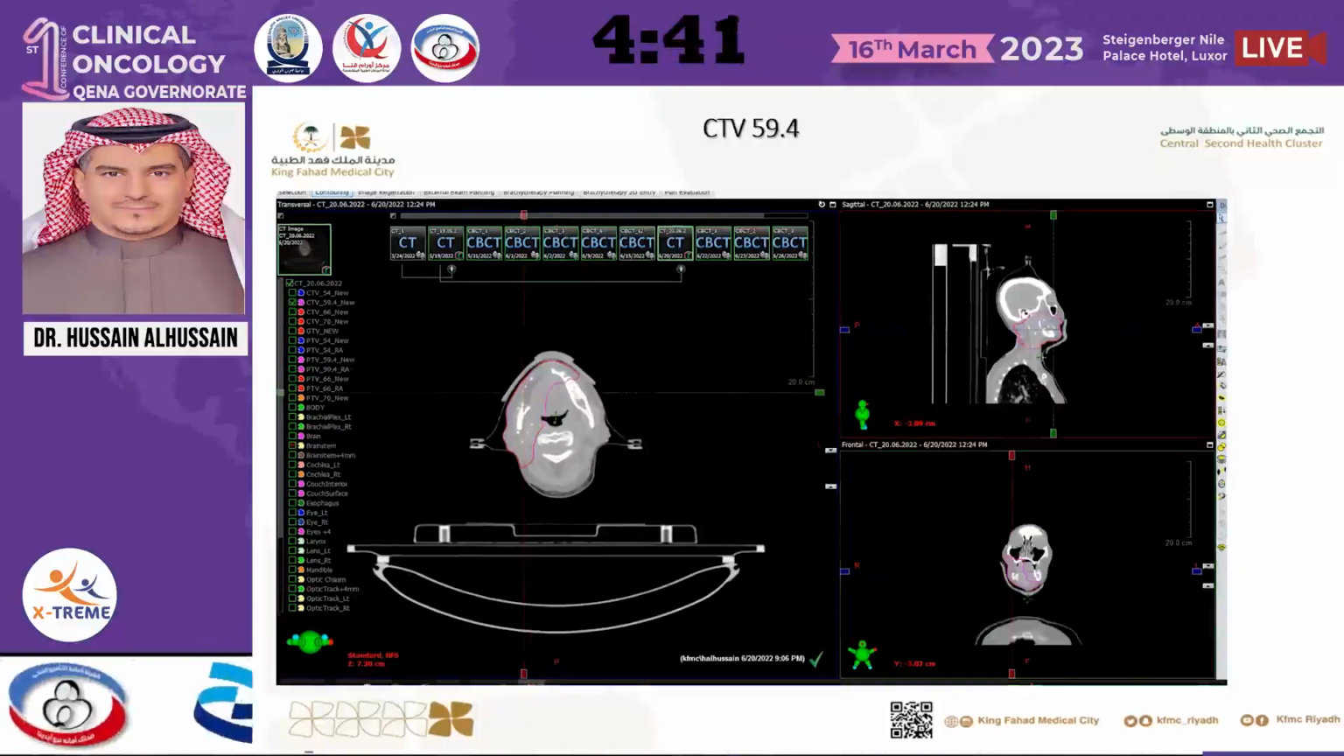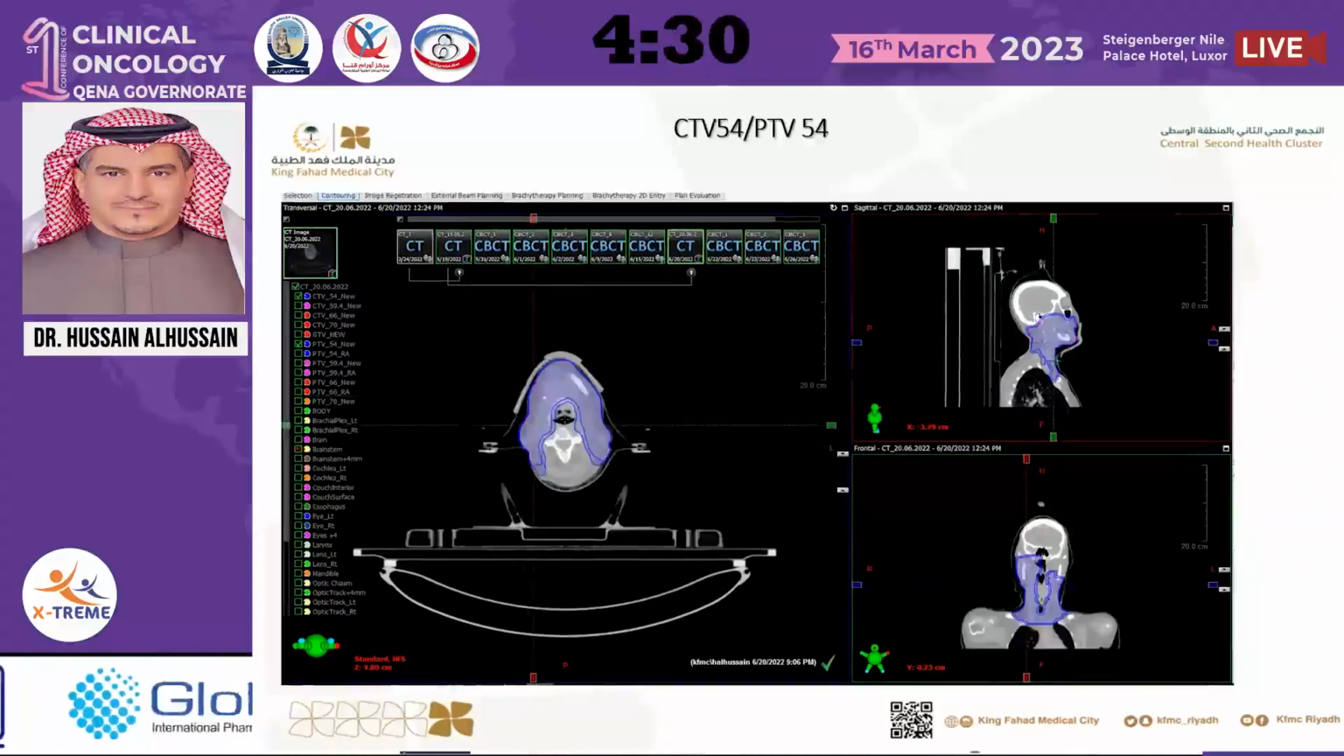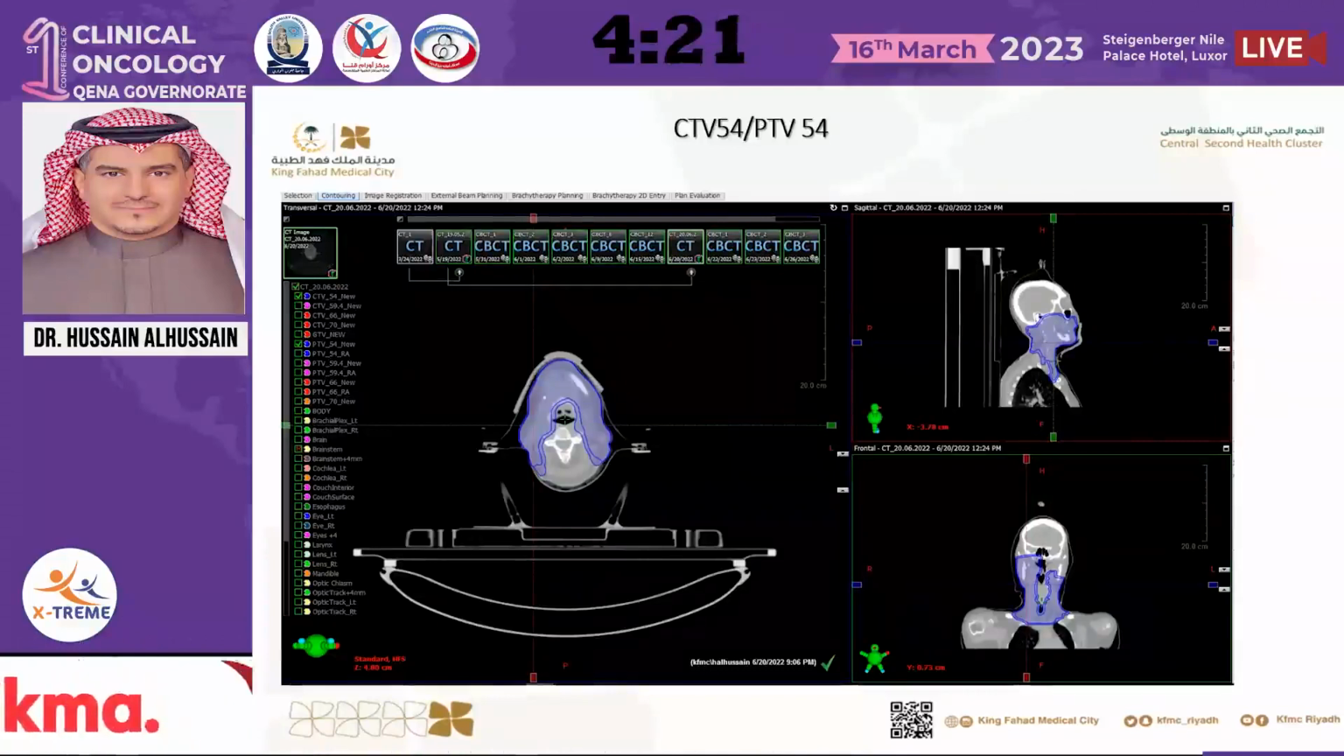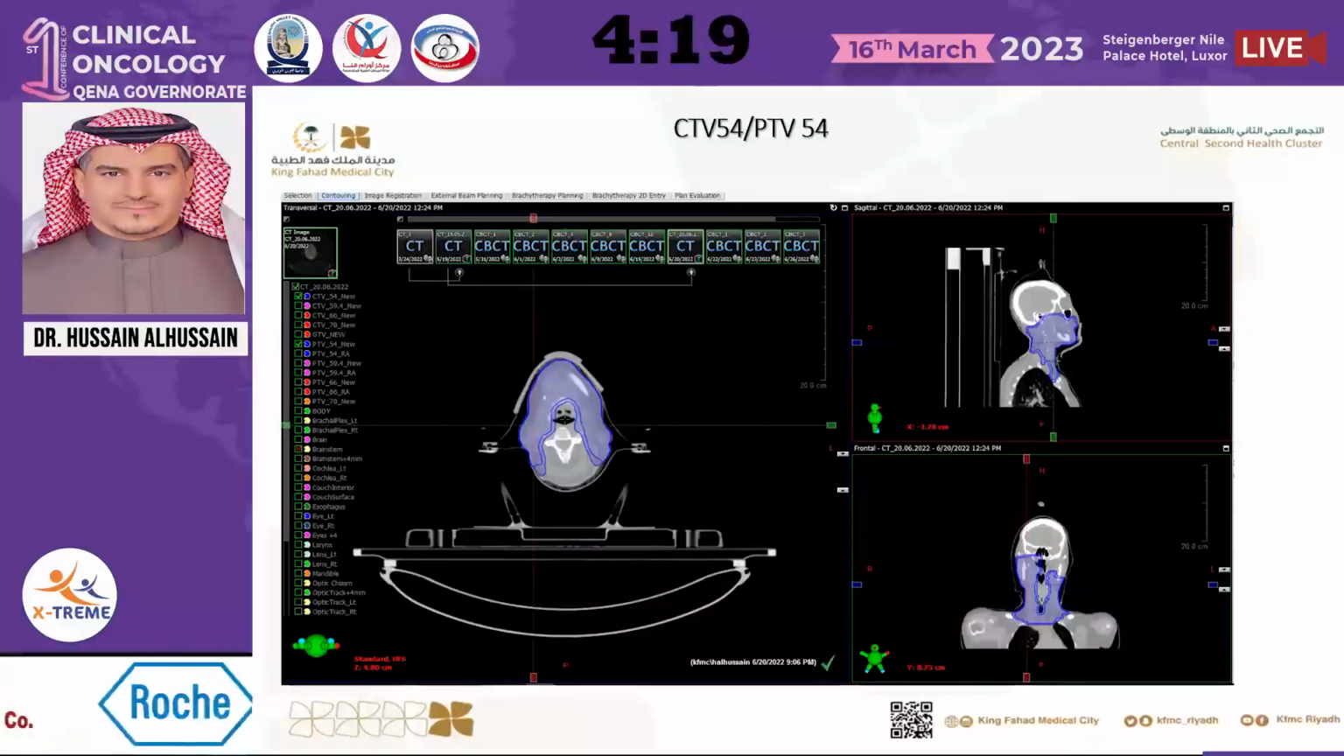Next. The intermediate risk volume at 59.4. You can call it high intermediate and low intermediate. Next. As you see, the bolus is going to the neck on both sides. And this is the low risk volume. And we went ahead all the way to the clavicles and level 5 on both sides. Next.